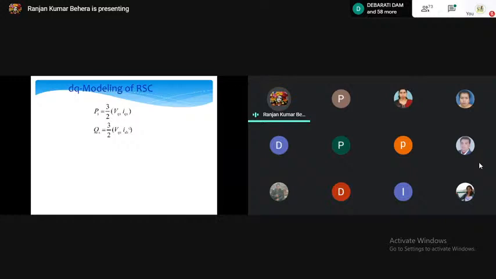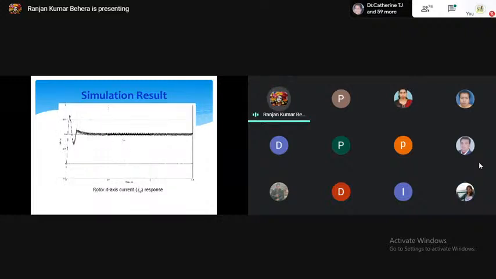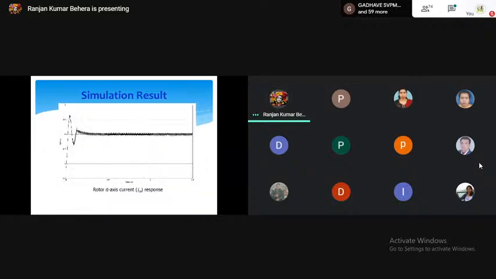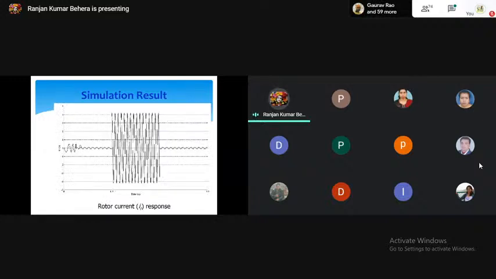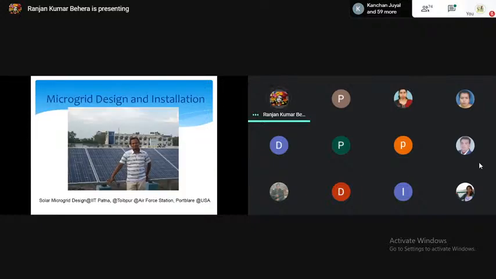So this is the PS, you can see it depends on IQS, and QS depends on IDS. And this is our D-axis current response, rotor D-axis current. And then you can see that IRD is not affected as we are changing the D-axis current. Okay. So now, whenever there is the rotor current, you can see that during this period, this rotor current injects the magnetizing current to the rotor. And these are the few references which we have taken.